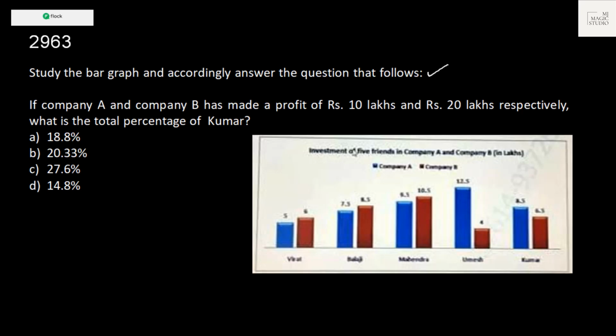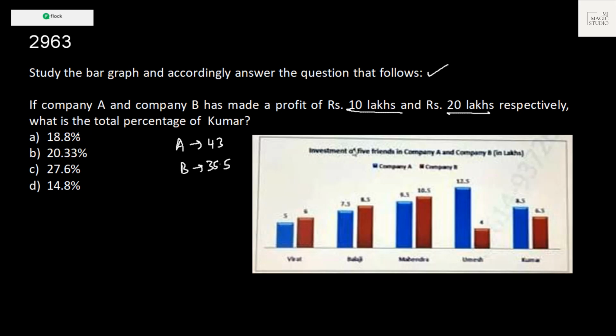5, 7.5 plus 9.5 plus 12.5 plus 8.5. That is, in company A, total investment is 43 lakhs. Company B, 6, 8.5, 14.5, 25, 29, 35.5 in company B by the 5 friends. Company A and B have made a profit of 10 lakhs and 20 lakhs. What is the total percentage of Kumar?